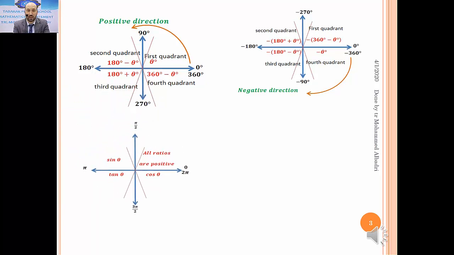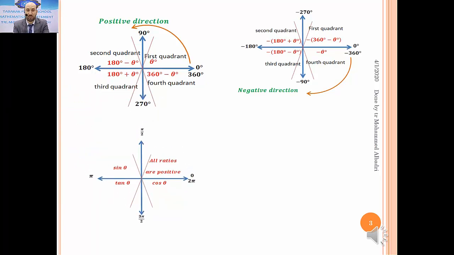In the first semester we studied the ratios and the sign of the ratios in each quadrant. We know that in the first quadrant all ratios are positive, in the second quadrant only sine is positive, in the third quadrant only tan is positive, and in the fourth quadrant only cosine. We can remember it with the statement "add sugar to coffee" to know the positive signs of the ratios.